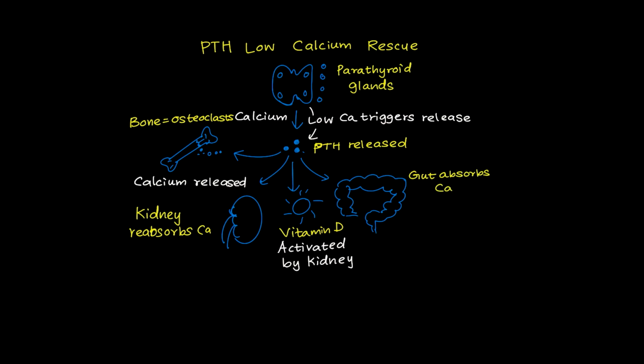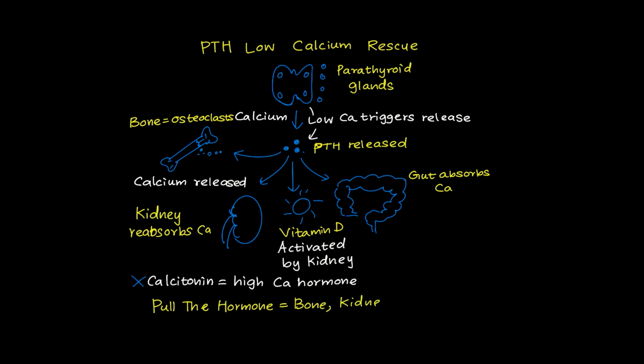Option C is wrong because calcitonin is the hormone that responds to high calcium, not low. Option D is wrong because PTH enhances kidney calcium reabsorption rather than suppressing it. Here's a D236 OA exam tip for you. Remember PTH as pull the hormone for low Ca. PTH pulls calcium from bone, kidney, and gut. Pull the hormone, pull Ca from 3 places.